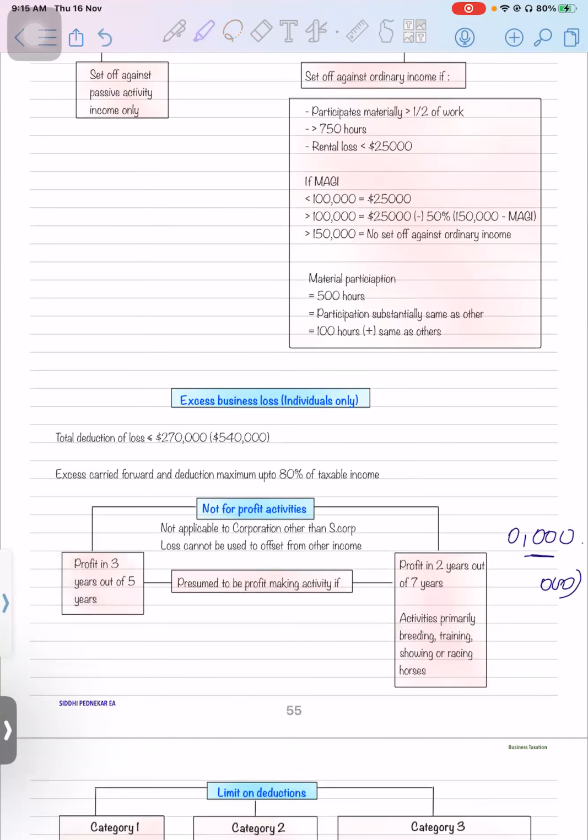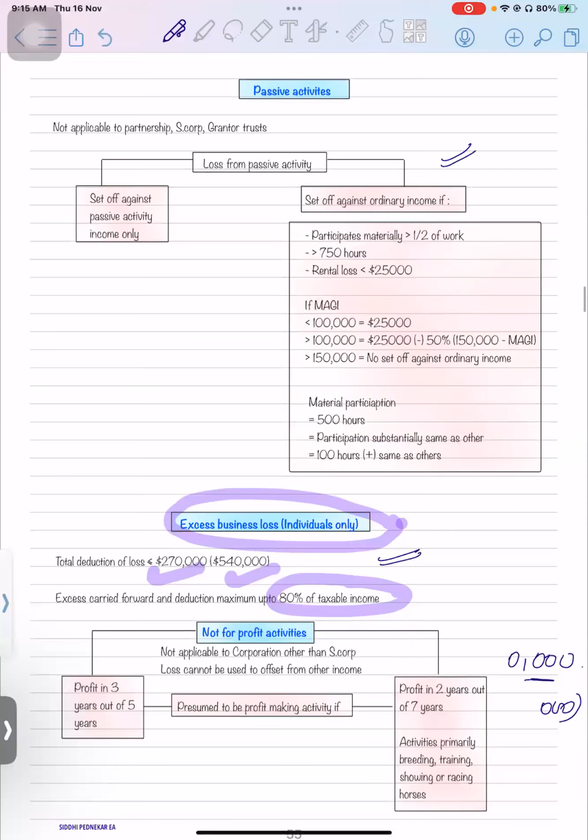Next, the last one was our excess business loss. They'll allow you only 270 and 540 to offset, and the remaining will get carried forward. Next year also, it will be allowed only up to 80% of your taxable income. Okay, that is a rule to save people. Like, they can do a lot of tax planning and strategies if they don't apply the limits over here. If they don't apply the limits, the reason is, I'll tell you one thing.